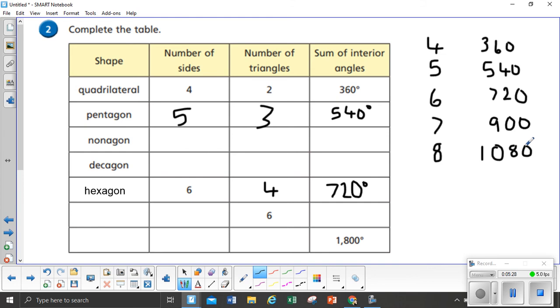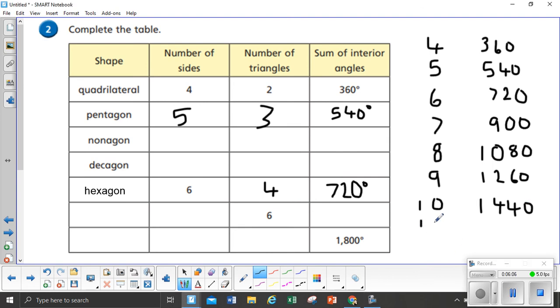In a 9-sided shape, I'm going to add 180 on again, so 80 add 80 is 160, so that's 260, so I added my 100 on. In a 10-sided shape, I'm going to add another 180 on, so 260 add 80 is going to be 340, add the other 100 is 1440. I'm running out of room.